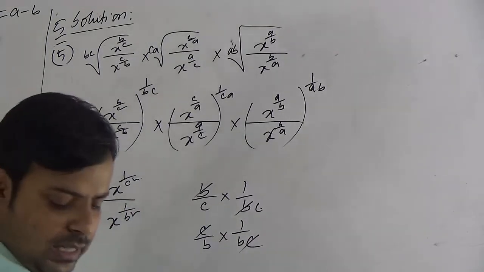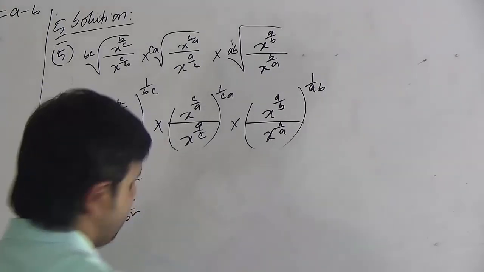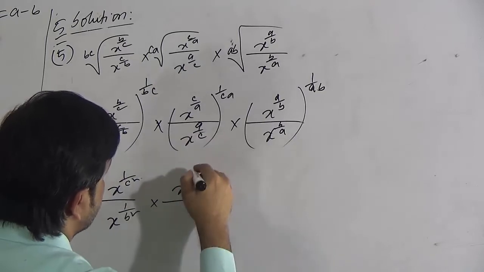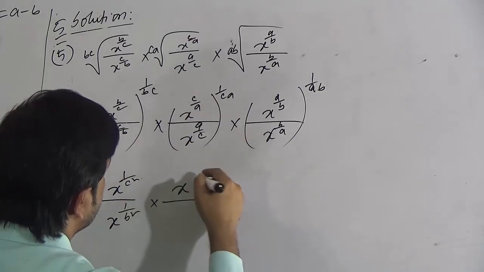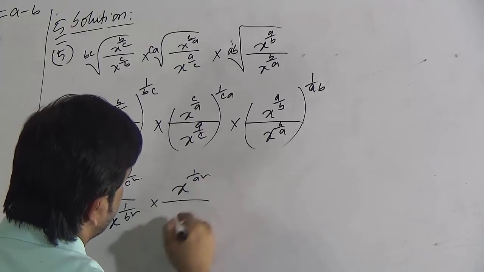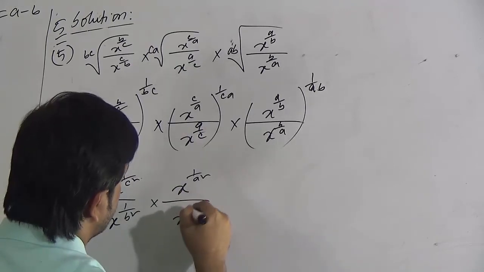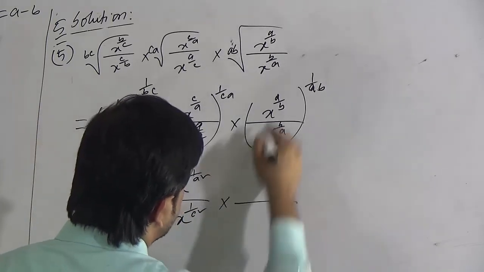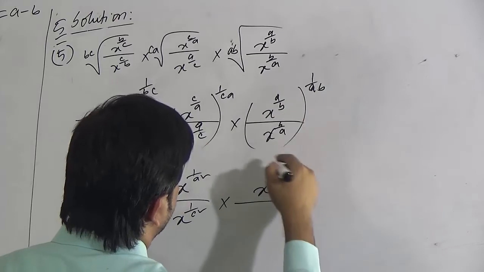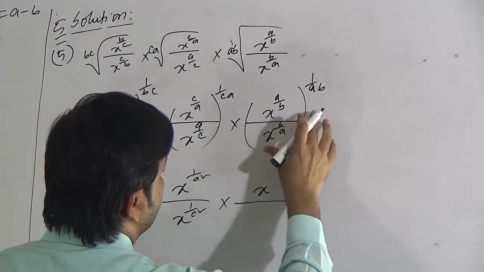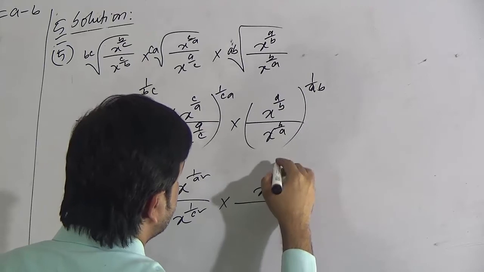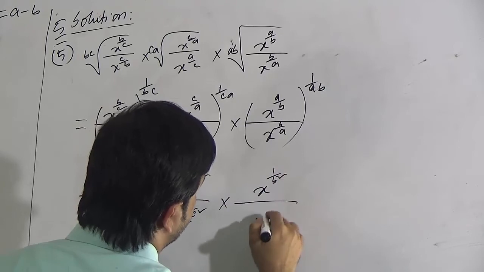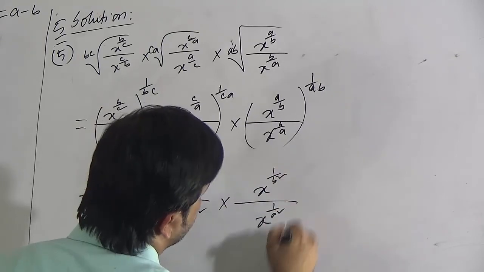So similarly we will get the next one, that is into next fraction, that will be x to the power, c will be vanished, we will get here 1 by a square, and a will be vanished, we will get here 1 by c square into the last fraction, that will be product of ab, and 1 by ab will be x to the power 1 by b square divided by x to the power 1 by a square.